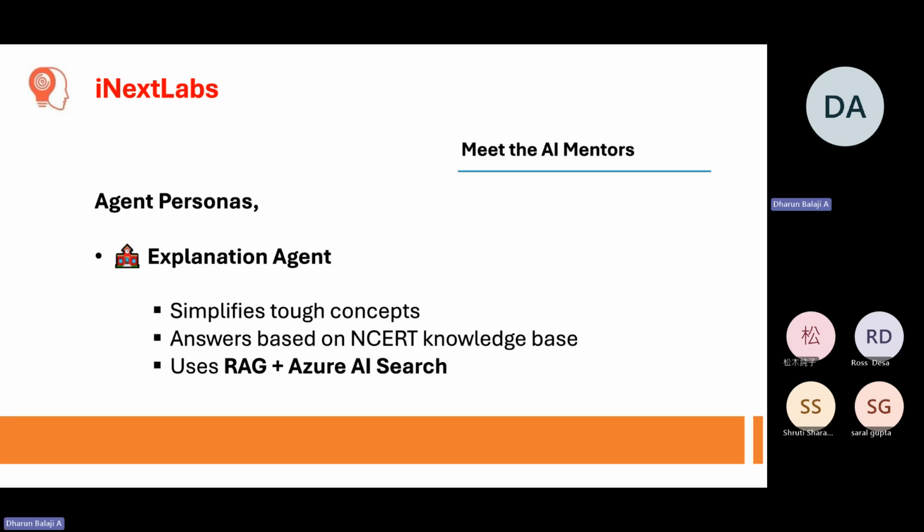Next, we are moving on to the agents. When we're talking about multi-agents in this problem statement, in the Study Mentor, we are going to build three agents. The first one is the Explanation Agent. It uses retrieval augmented generation and Azure AI Search to explain the answers or explain the questions that a user asks. This is strictly answers based on the NCERT knowledge base, that is the book that I have provided.